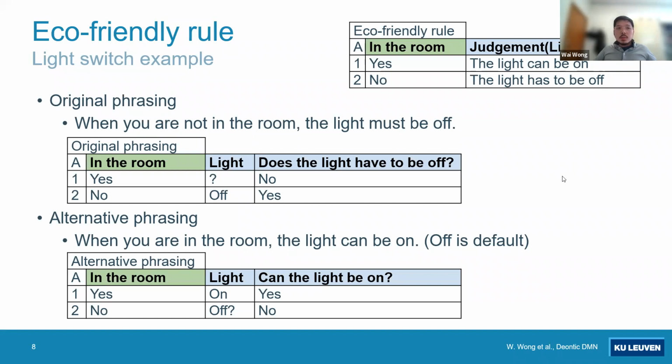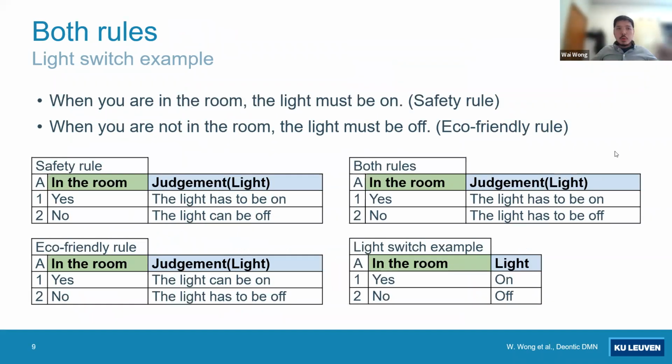Now we have both rules together. As I say, you can see the differences between the rules. There's a subtle difference between can be and has to be. And of course, as I said earlier, when you combine the rules, it seems completely fine. You can just say the lights have to be on, it has to be off together, and then you can just replace it: in the room, the lights are on; not in the room, the light is off.